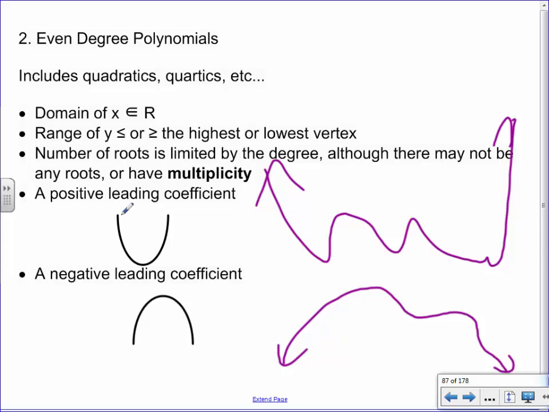So because of this, the range is always then greater than or less than. And you just have to figure out the highest or lowest of all your vertexes, because there might be more than one, right? Here's a turning point, here's a turning point, here's a turning point. You better figure out which one's the lowest, that's all. Here would be the highest one.